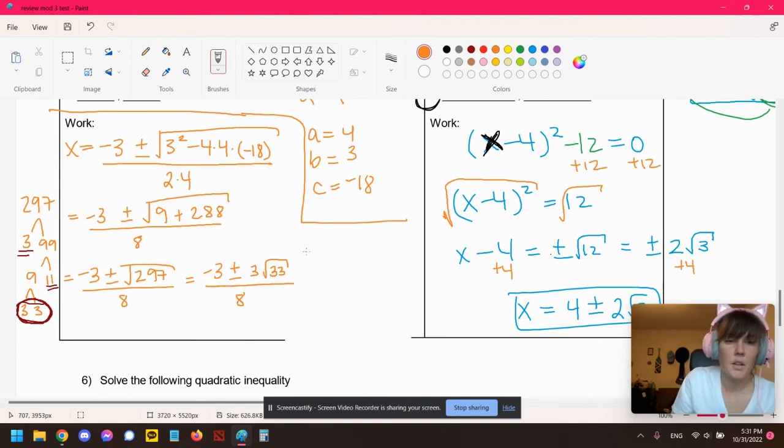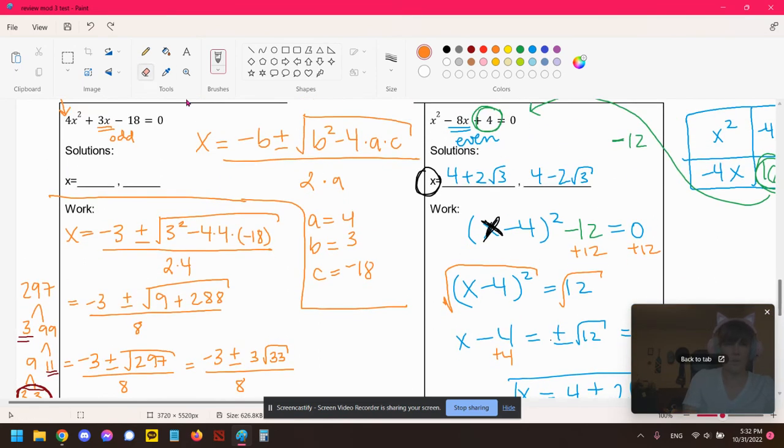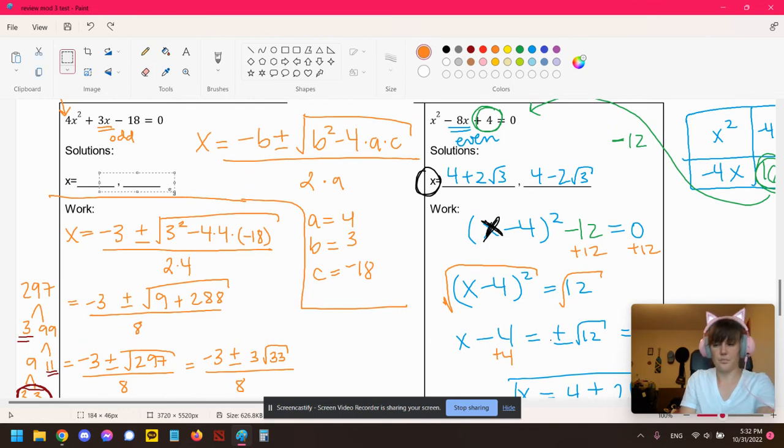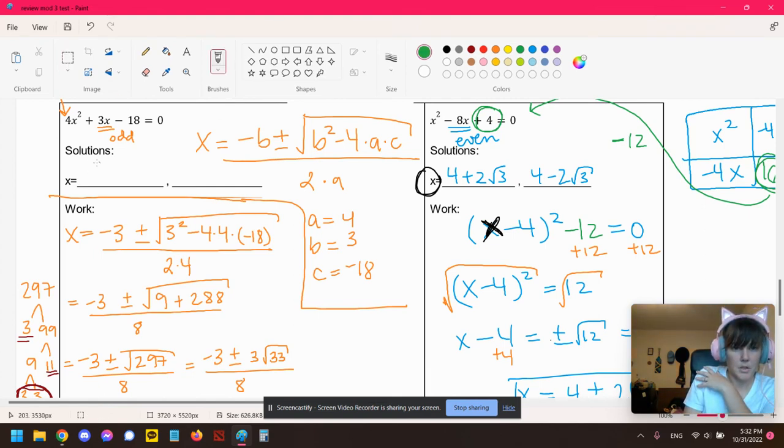This is all divided by 8, which means that our two solutions are negative 3 over 8 plus root 33 over 8, and the same thing with a minus. So let me actually just put those in the x things over here. My solutions are negative 3 plus 3 root 33 over 8 and negative 3 minus 3 root 33 over 8.